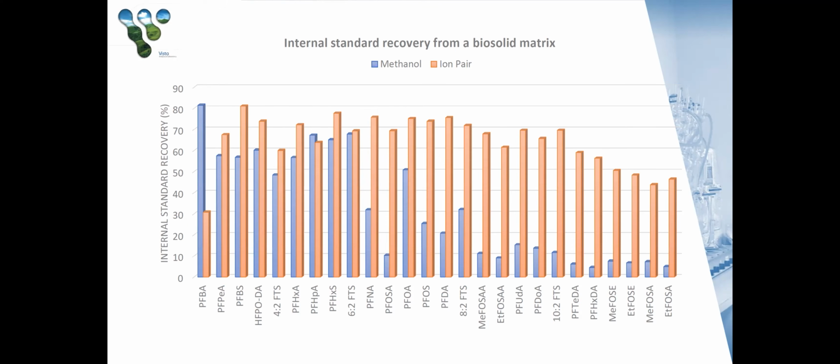This is because the ion pair extraction offers a kind of digestion of the solid matrix, whereas with the methanol, you're just using an extraction solvent and you're not yielding the same recoveries. The longer the chain length, the more sticky it is to solid surfaces, including the solid and organic matter in a biosolid matrix.